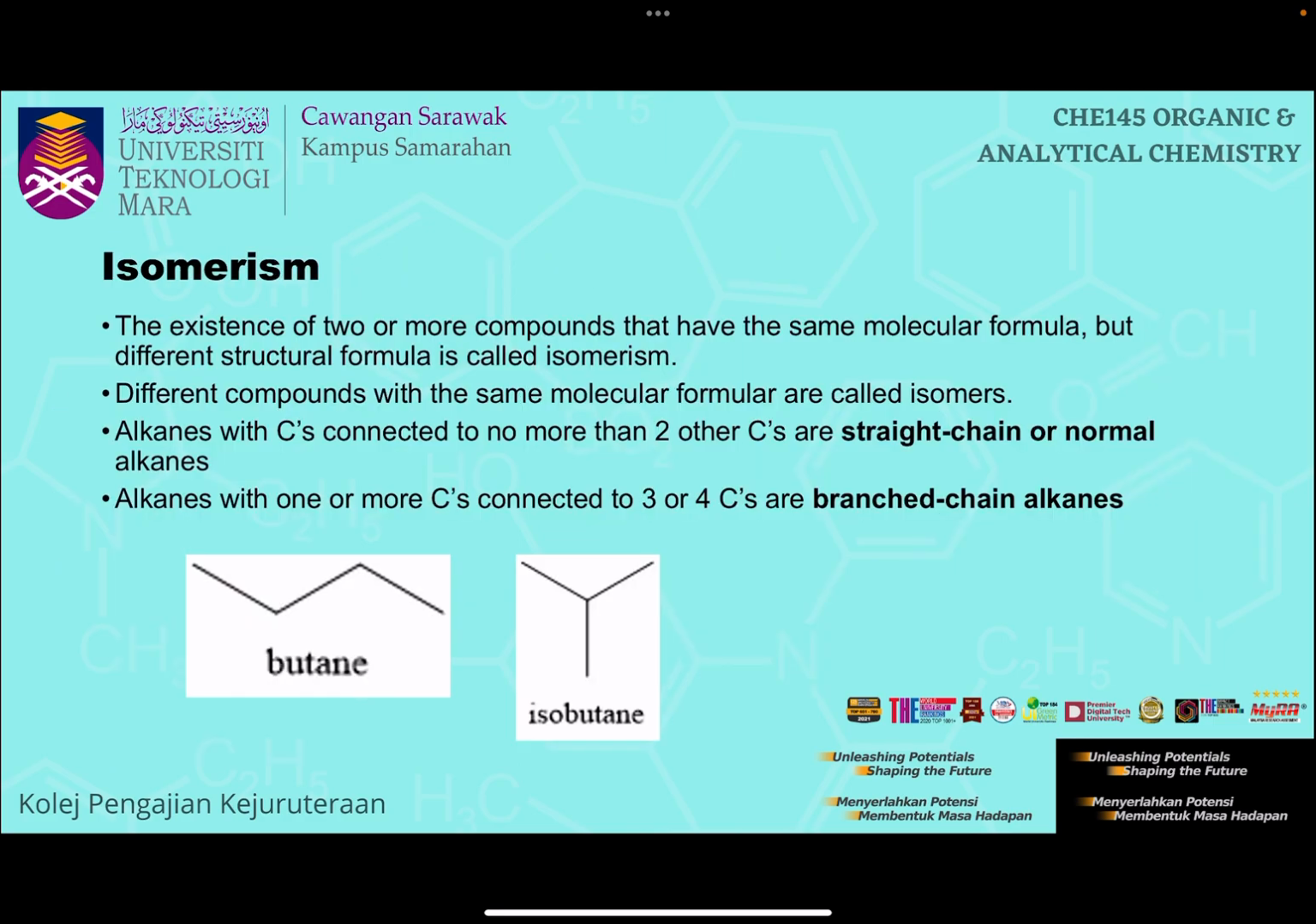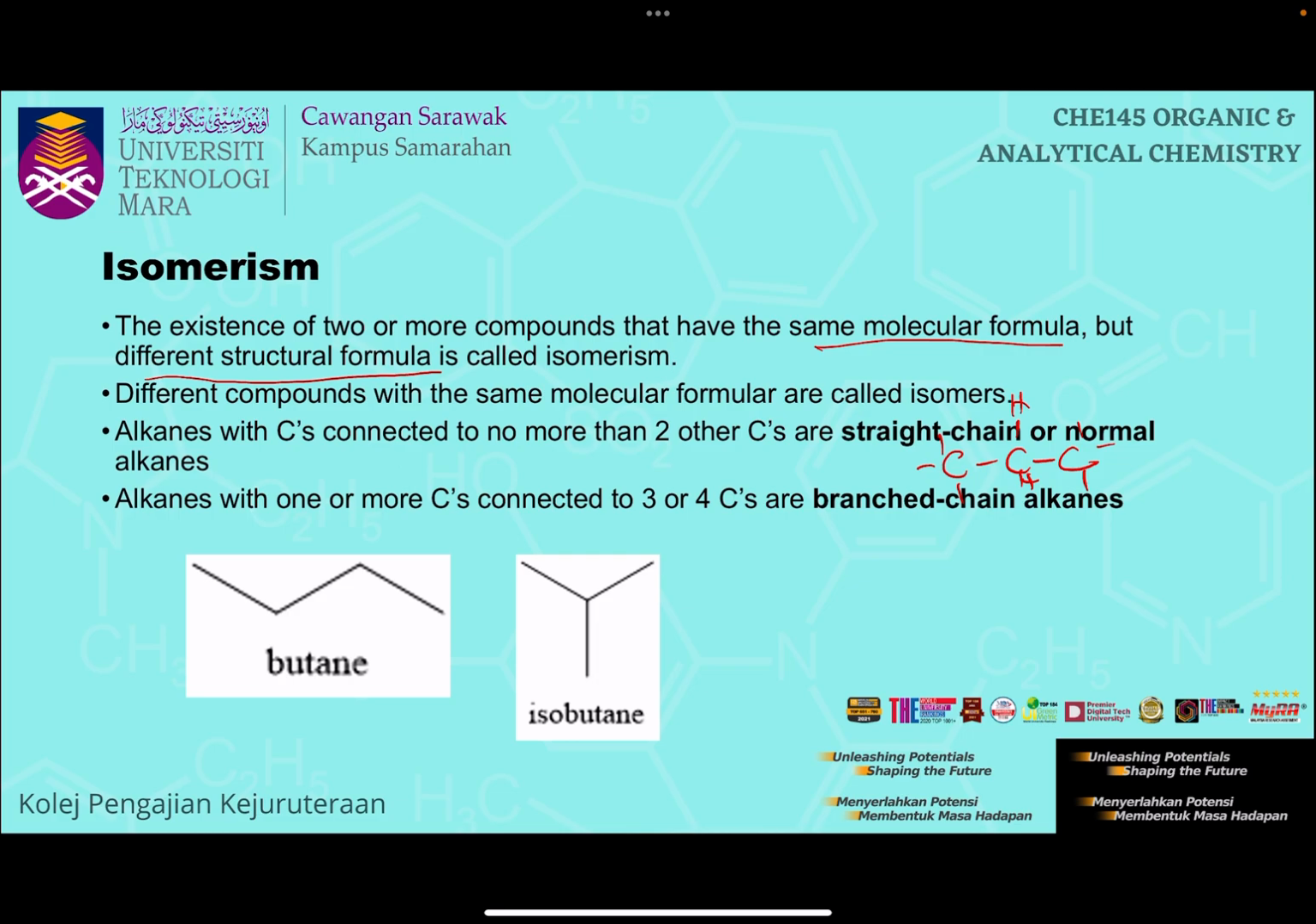So isomerism, remember, is the same molecular formula but different structural formula. This is called isomerism. Different compounds with the same molecular formula are called isomers. Alkanes with carbons connected to no more than 2 other carbons are straight chain or normal alkanes. Normally you see it like this, right? It should be no more than 2, because here will be hydrogen, here hydrogen again, hydrogen, hydrogen, hydrogen. So it will not exceed 2.